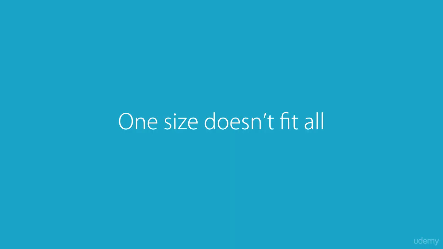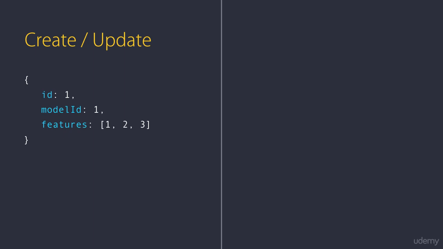The issue we're facing here is that we're using one API resource for 2 different purposes. When creating or updating a vehicle, we need a simple JSON object like this. Here we only need the IDs. We don't need the names. A simple array of numbers is sufficient to represent the features. We don't want complex objects here.